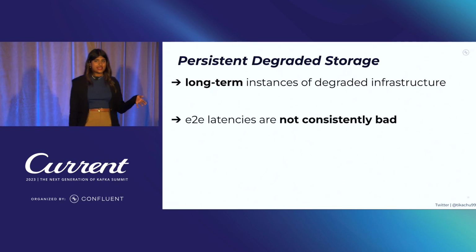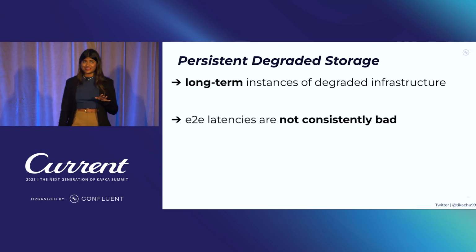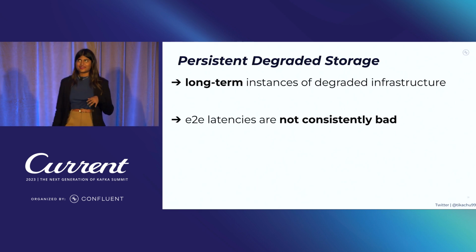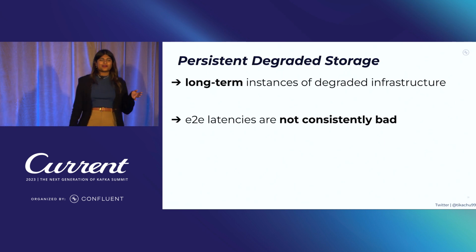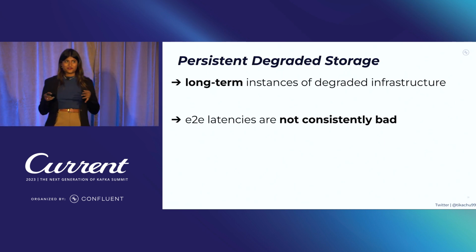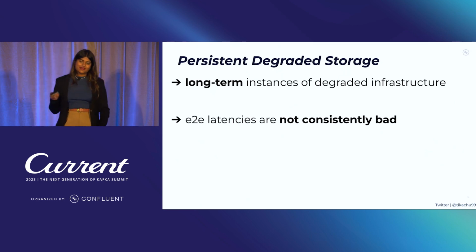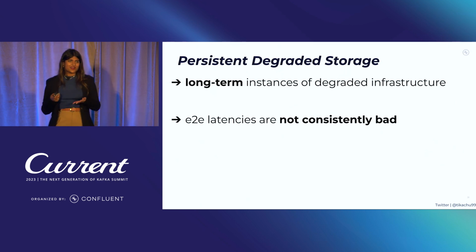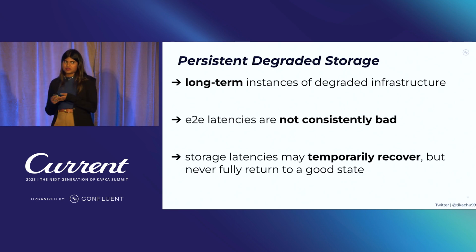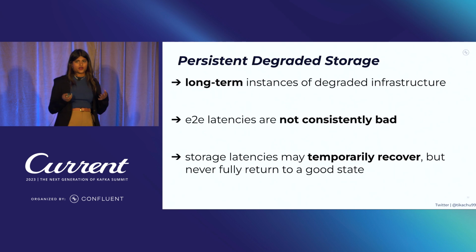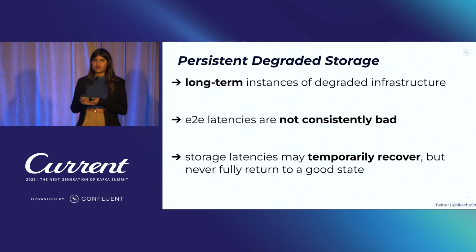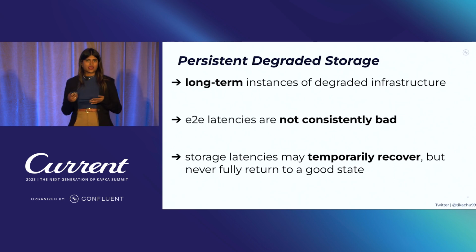We also noticed that the end-to-end latencies are not consistently bad. Remember that example that I showed you earlier, where for maybe the first 8 hours we saw a lot of large intermittent spikes, but then there was a brief respite for 6 hours and then we saw them again. So maybe those end-to-end latencies aren't always bad, and maybe even the storage latencies will temporarily recover or get a little bit better, but they never fully return to that good state that they were in before the disk faced some kind of degradation.